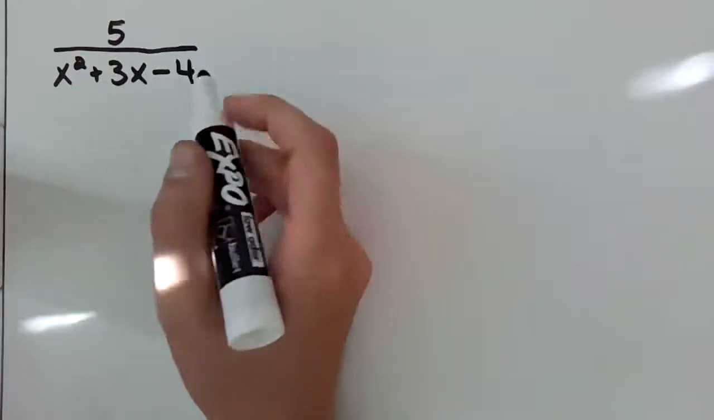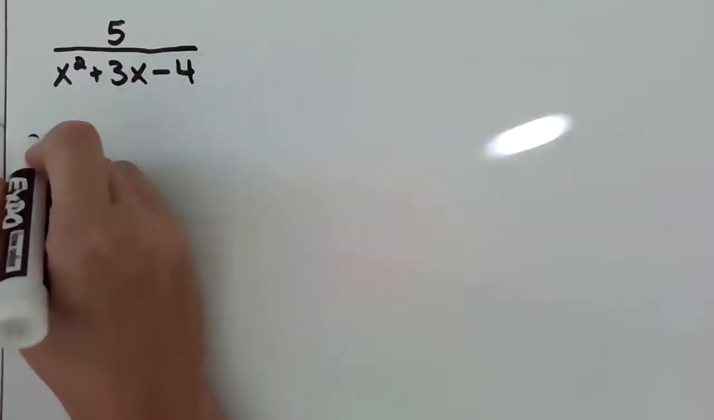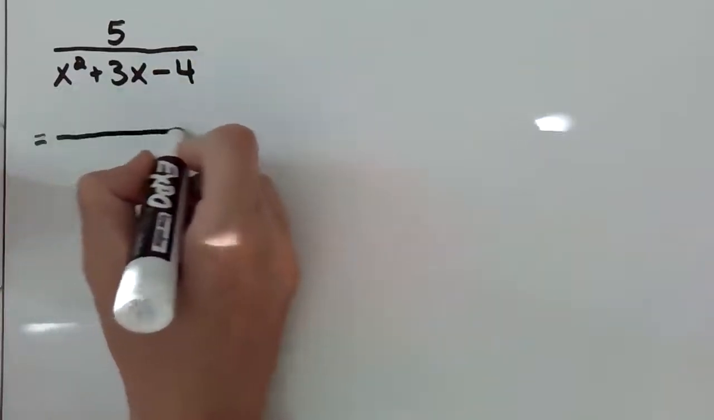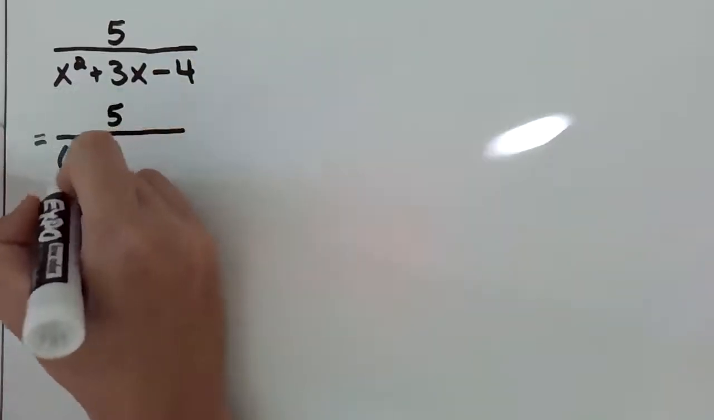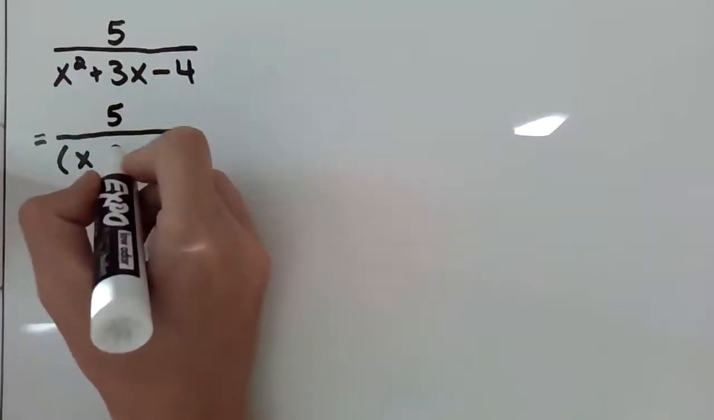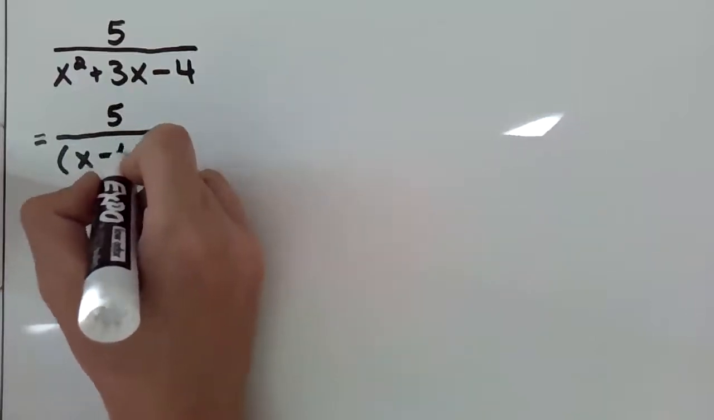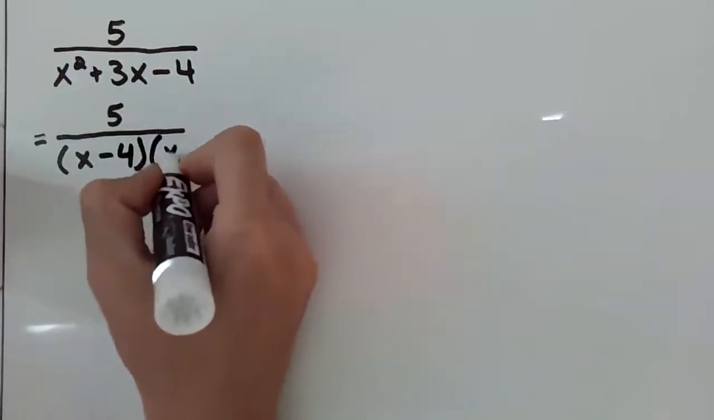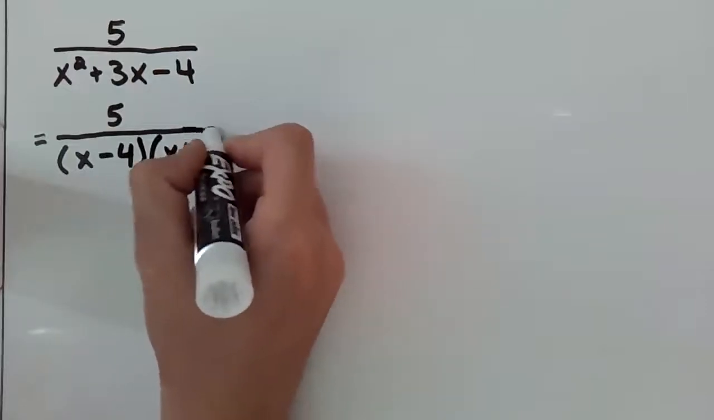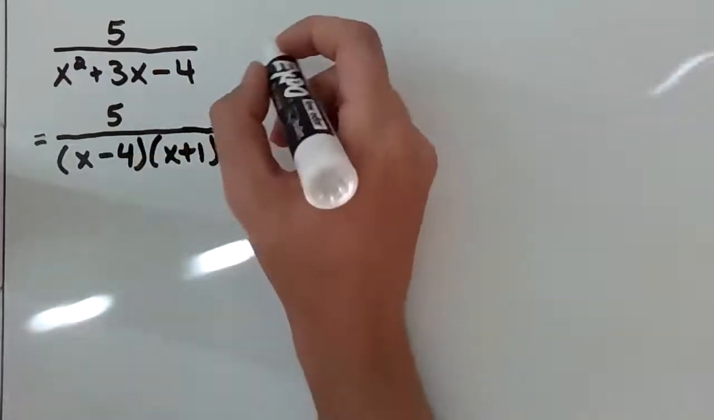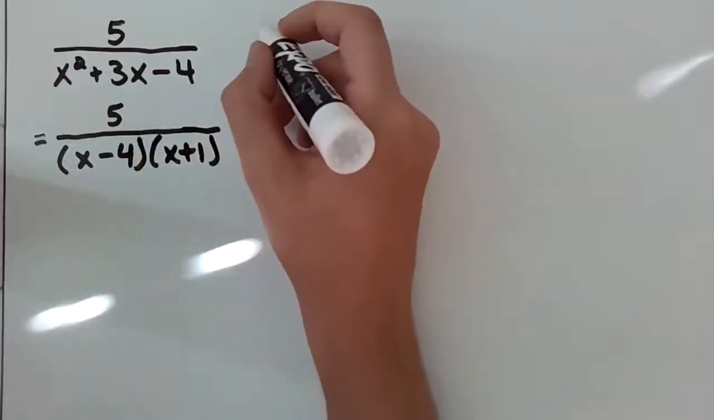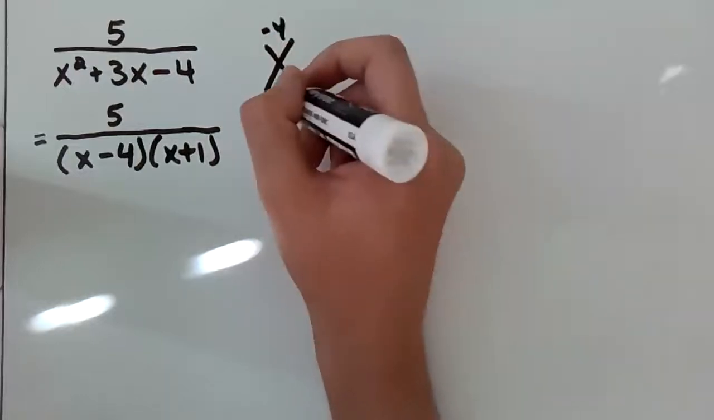So the way to factor this, I think what we can do would be x minus 4 times x plus 1. Now, people factor in different ways. A lot of the times I think in my mind, the diamond.